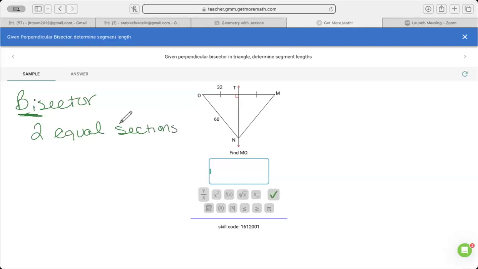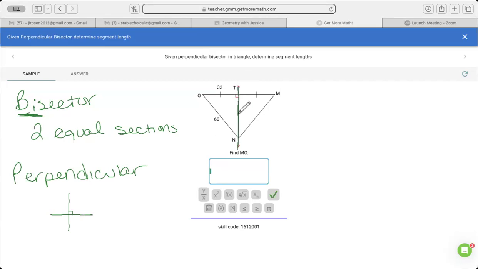And we also need to know the word perpendicular, which we've covered before, but let's just go over it one more time. So perpendicular is two lines that come together at 90-degree angles, right? So if we're talking about a perpendicular bisector, we're talking about the line that comes together at 90-degree angles that cuts two pieces equally in half.